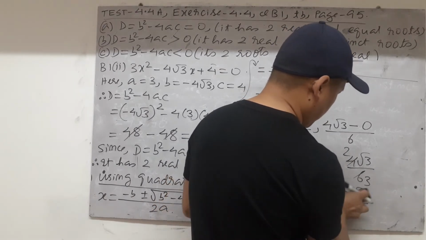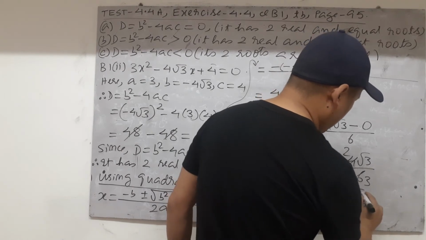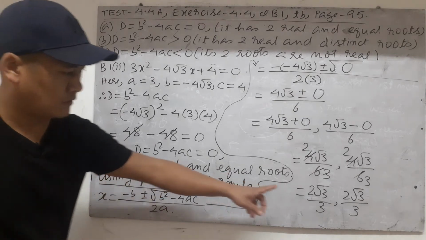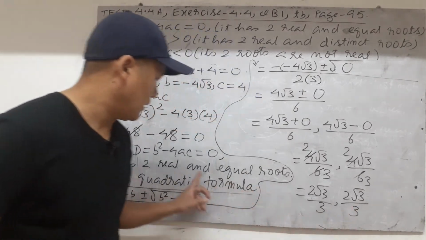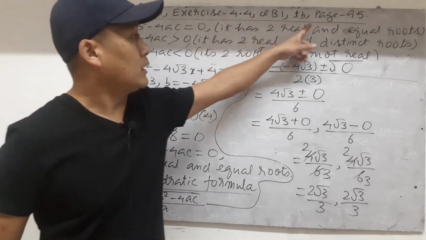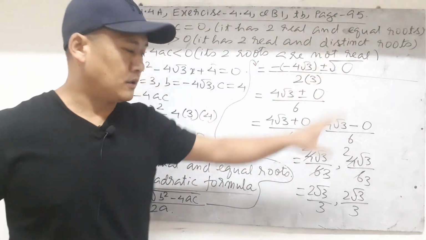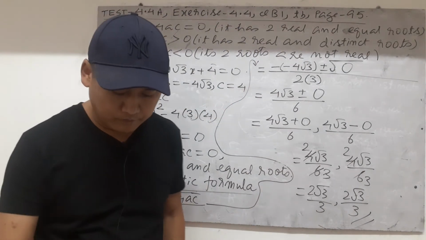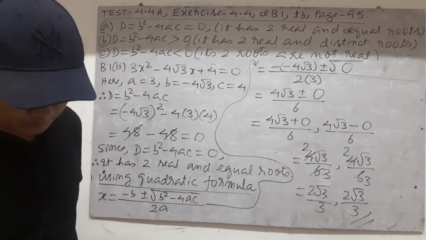So the roots are equal, the same root. That's what is meant here. It has 2 real roots. Every quadratic equation has 2 roots, but they're exactly equal. That's what is meant by 2 real and equal roots, similar, identical roots. Okay, first one is 2 root 3 by 3.